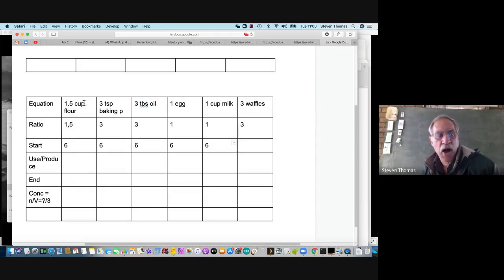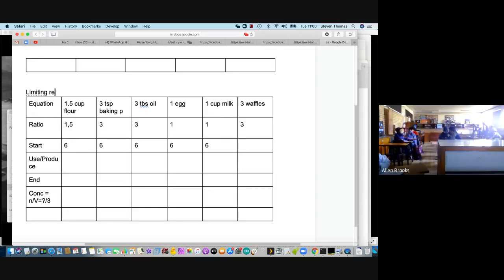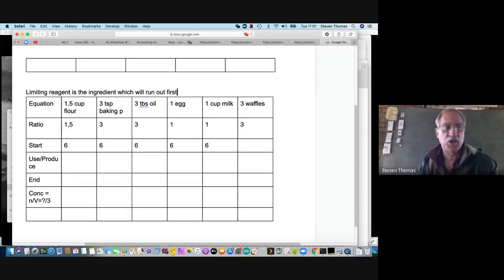Okay. Now, I want you to ask yourself, of those ingredients, which do you think will run out first? Oil. I say the flour. Mustafa says the oil. Okay, so which is the limiting reagent or limiting ingredient? Am I going to run out of flour?